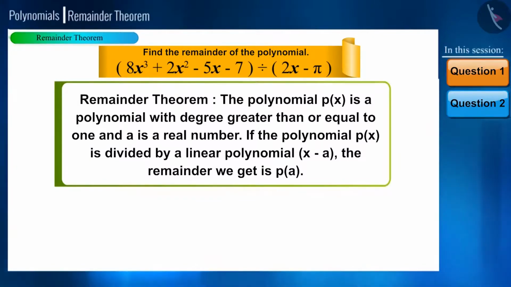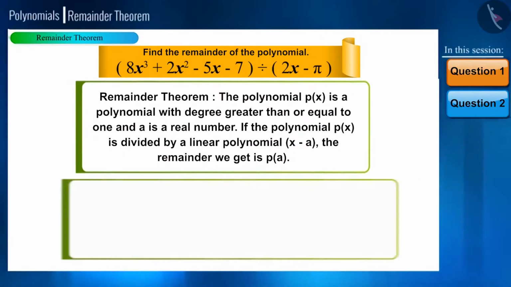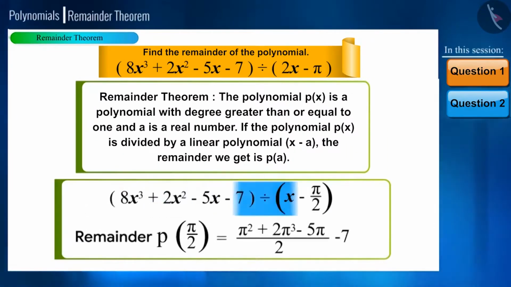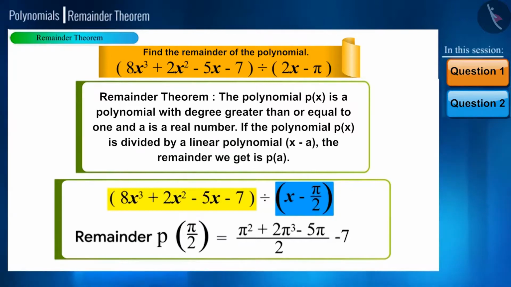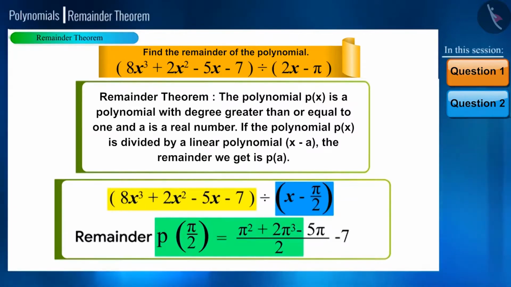Let's assume p of x is a polynomial with degree greater than or equal to 1 and a is a real number. If the polynomial p of x is divided by a linear polynomial x minus a, the remainder we get is p of a. Let's compare this with our example. Here we are dividing the polynomial p of x by a linear polynomial x minus pi by 2. We got the remainder p of pi by 2 as pi square plus 2 pi cube minus 5 pi divided by 2 minus 7.